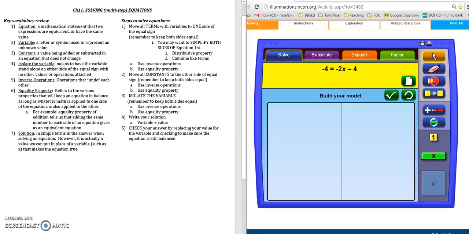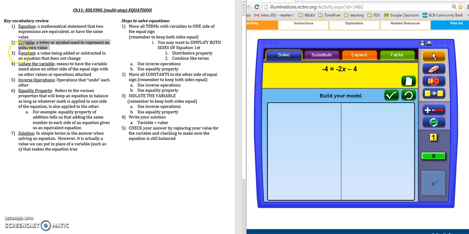This video is a review of how to solve algebraic equations. First, let's review any key vocabulary in order to help you be successful in solving algebraic equations. First, we want to review the term equation. An equation is a mathematical statement that two expressions are equivalent or have the same value. Inside algebraic equations, there are letters or symbols used to represent unknown values. Those are what we call variables.